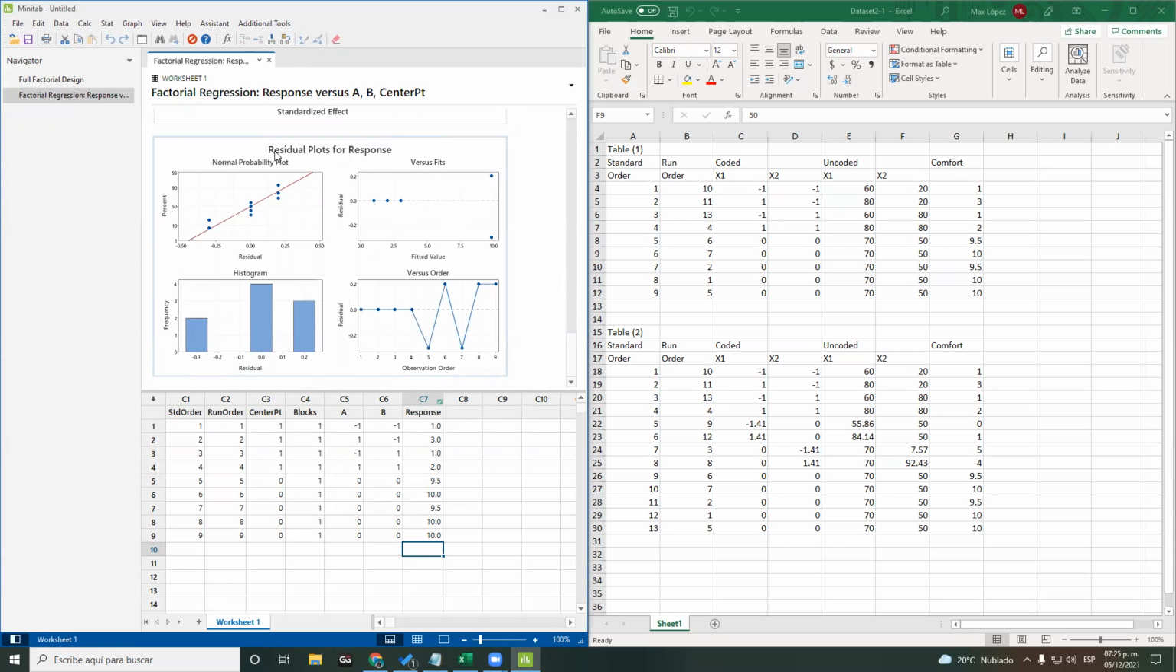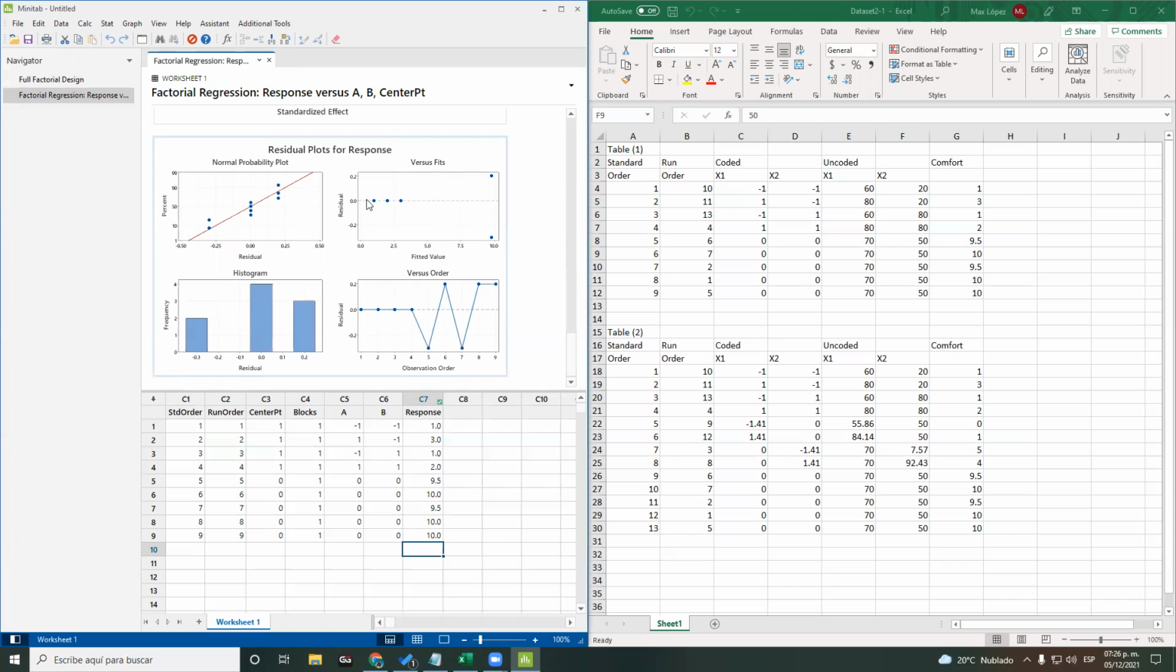Here in our residuals plot for the response, we can see that the data is not normally distributed, and there is a lack of randomization in our observations. So there are plenty of options we can take from here. In case we had replications, we could use blocking to improve the randomization, but this is not the case since we only have one replication.